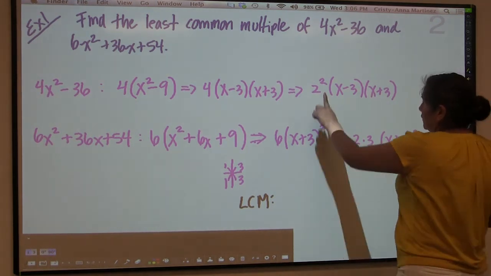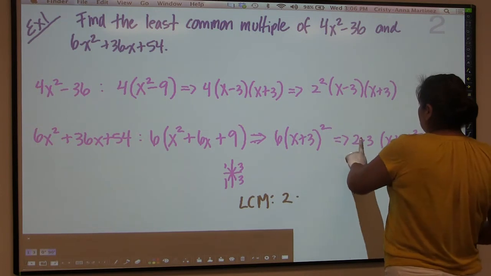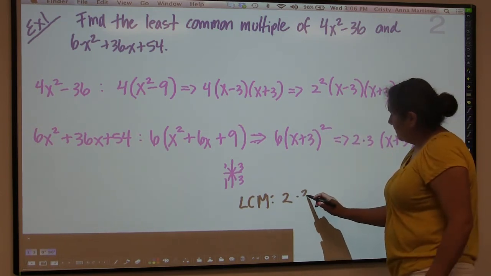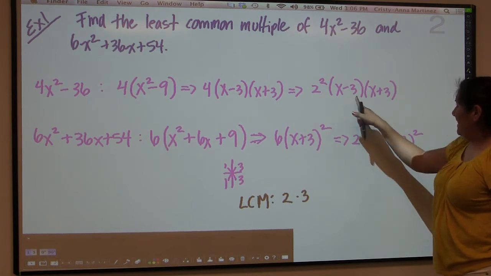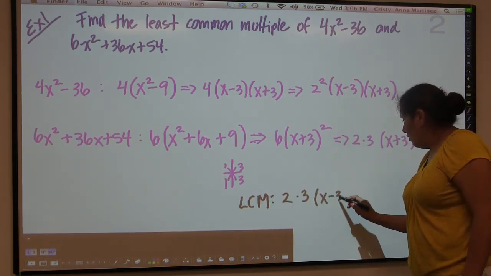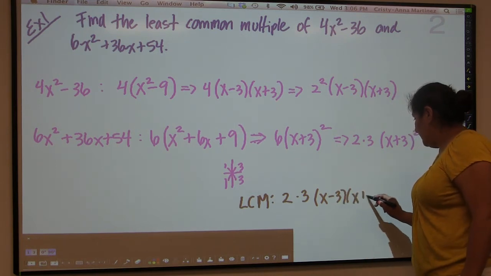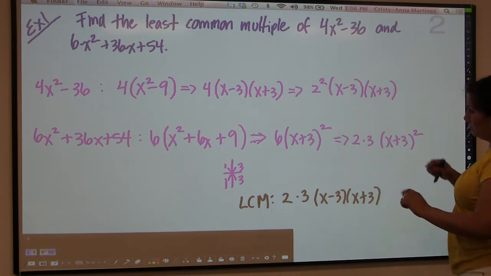So we have a 2, we have a 3, okay, so we got a 2 from here, and a 3 from here, an x minus 3, and an x plus 3. Those are all of the factors that are represented in these two expressions.